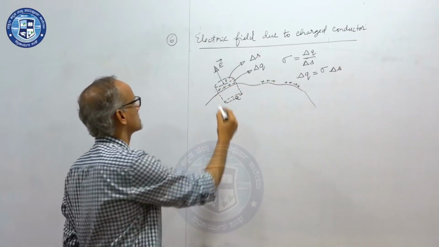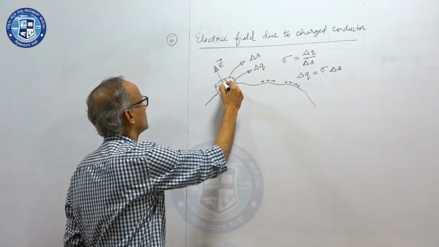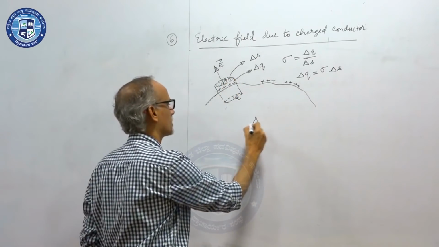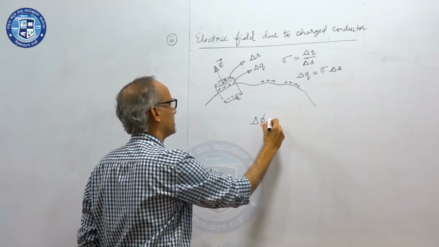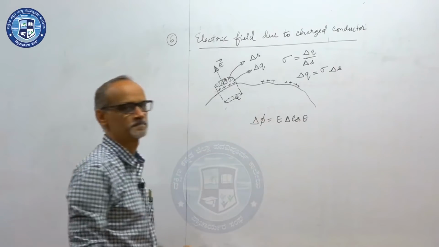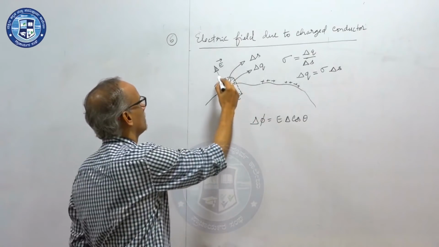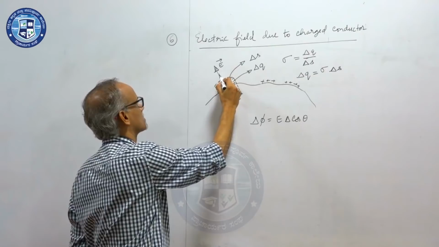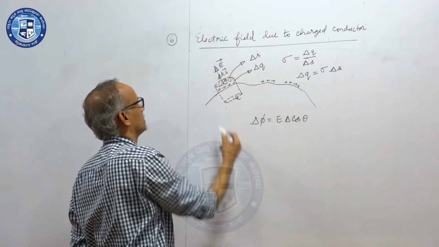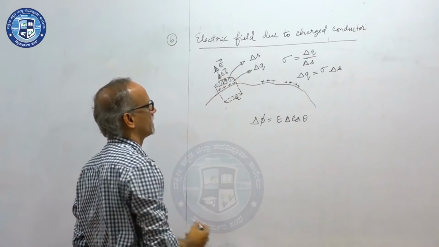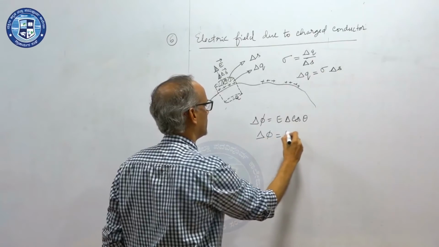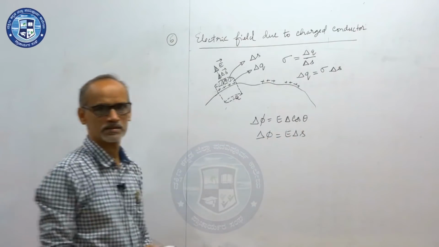Therefore, the flux through the end face containing P can be calculated using delta phi is equal to E delta S cos theta. The area vector to the surface is also along the electric field. This is the area vector. So, the angle between the electric field and the area vector is 0, and cos 0 is 1. Therefore, the flux is given by E delta S.